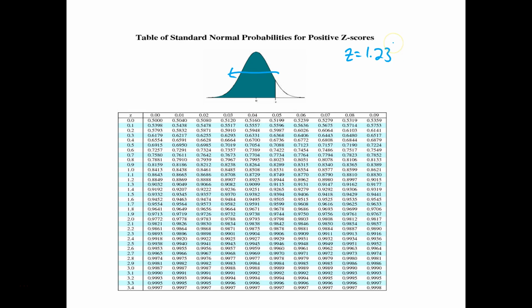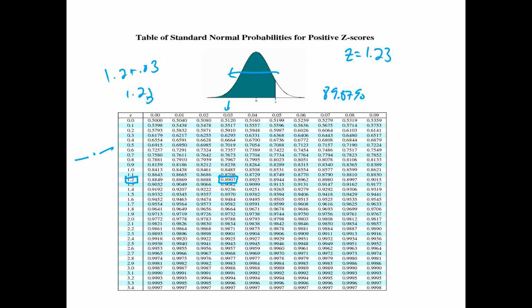So here, if we have z equals 1.23, here's how you do it. On the left side, you look for the first place and then the first after the decimal. So for 1.23, here's 1.2. And then we're going to scroll over to 0.03. The reason for that is that you added the two together. So 1.2 plus 0.03 is 1.23. You don't have to know that. You just have to be able to find it on the chart. So 1.2 and then scroll over to 3. That's right here. And they tell us that 89.07% of the area underneath the curve is to the left of that value.